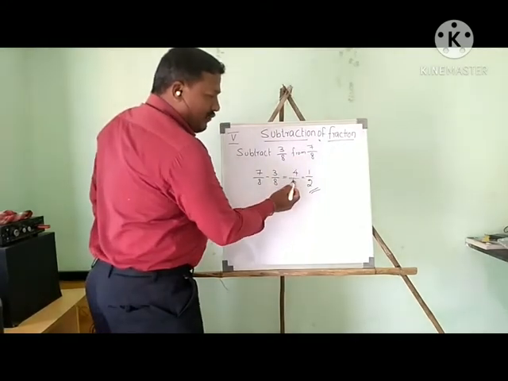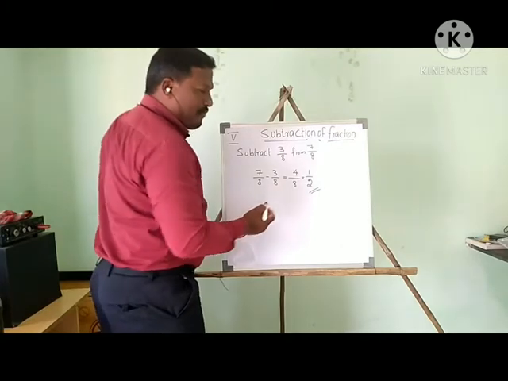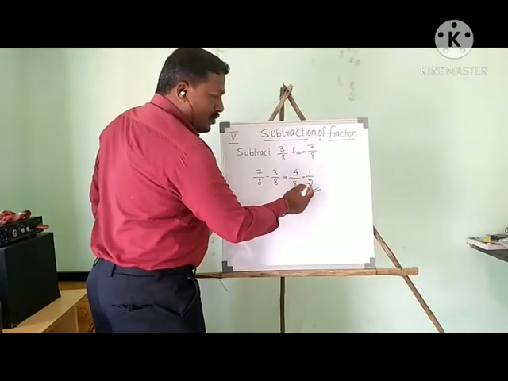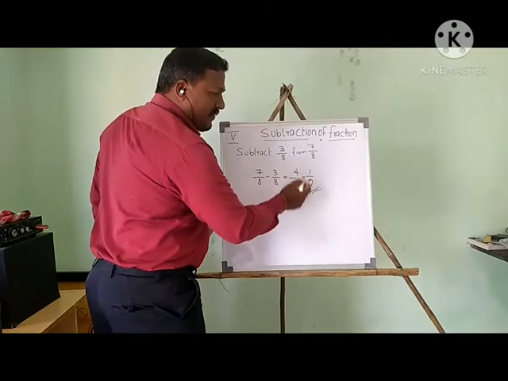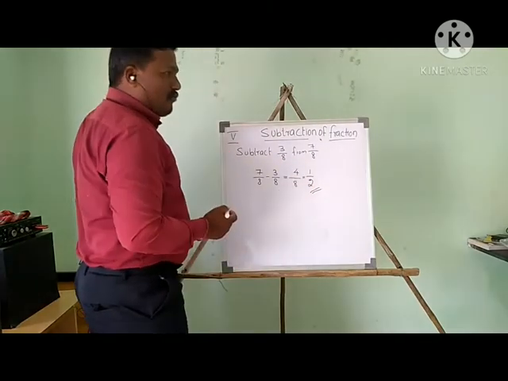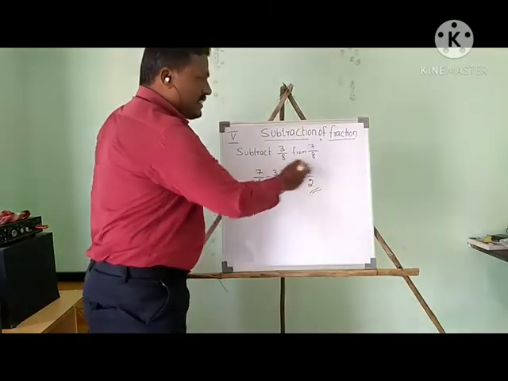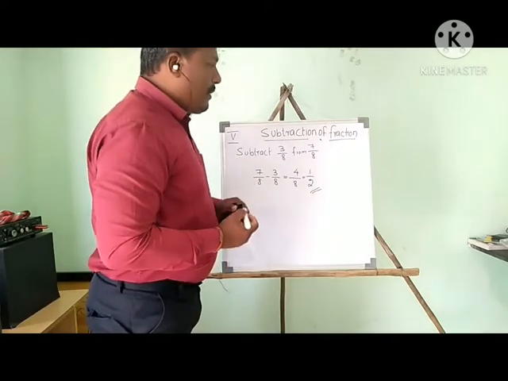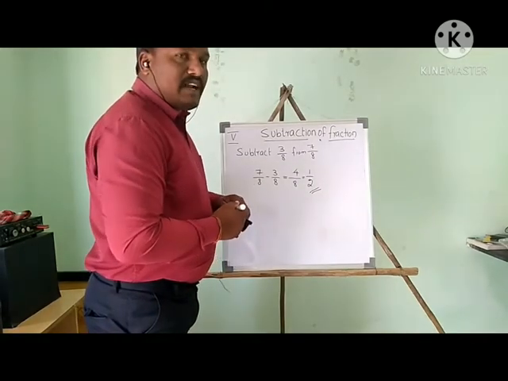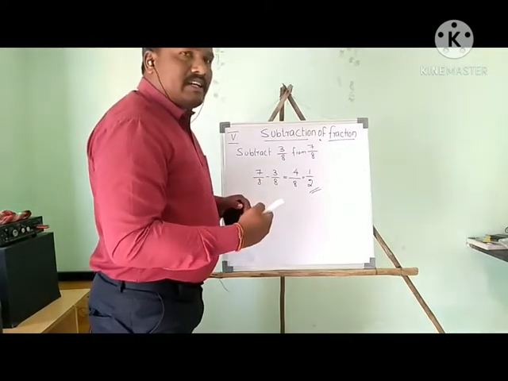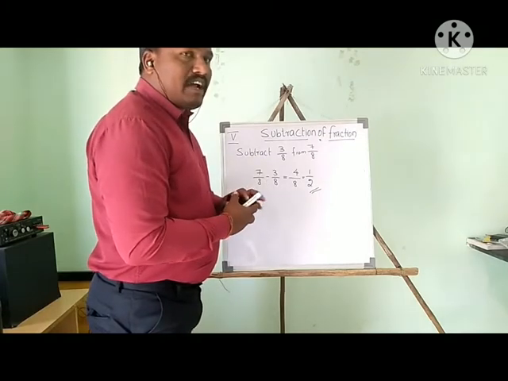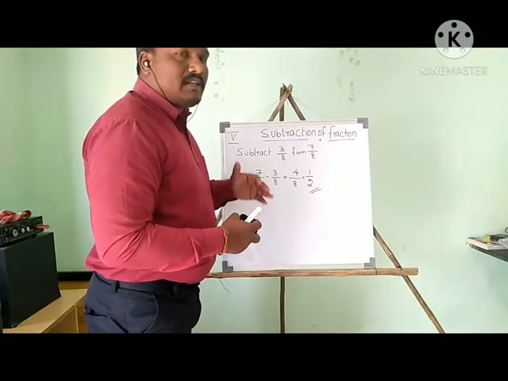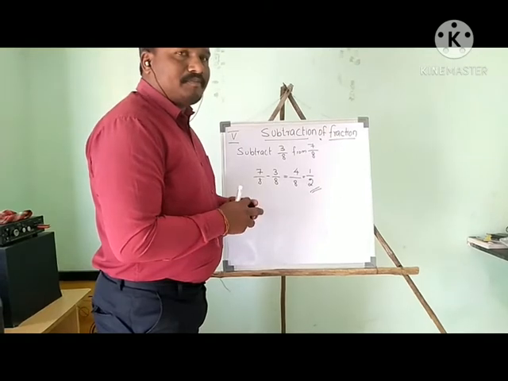If you see 4 by 8, how do I simplify? 1 4 is 4, 2 4s are 8. So this is the way we can subtract one fraction from another fraction. This is the like fraction, so we simply subtract these fractions. Let me see some other example fractions and how to solve them.